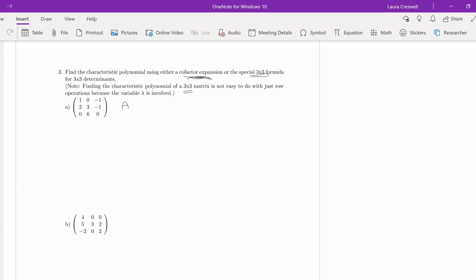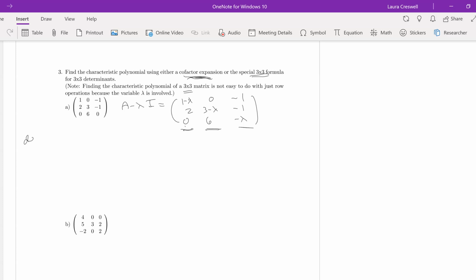So first off, I have to find what A minus lambda I is equal to. So that's 1 minus lambda, 0, negative 1, 2, 3 minus lambda, negative 1, 0, 6, and negative lambda. Okay. So I want to pick out a row or a column with zeros because I like zeros. So let's go for this last row, right? So I'm going to expand about this last row. So this is positive, negative, positive, 0, right?